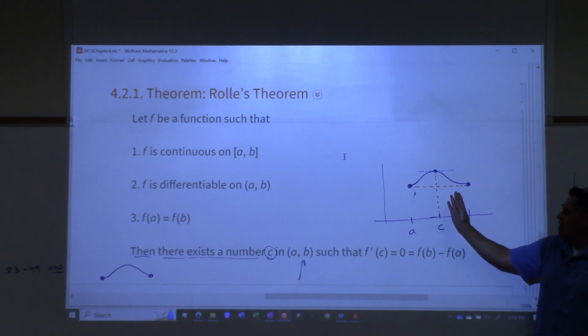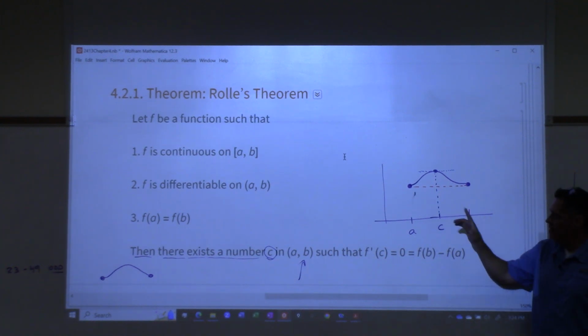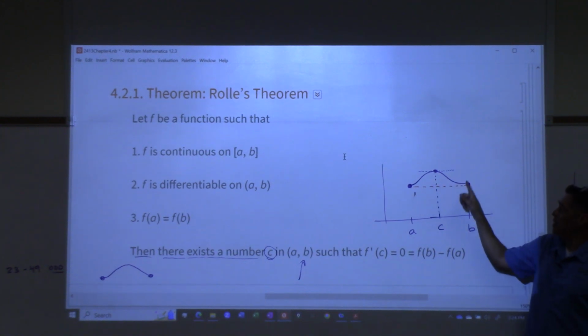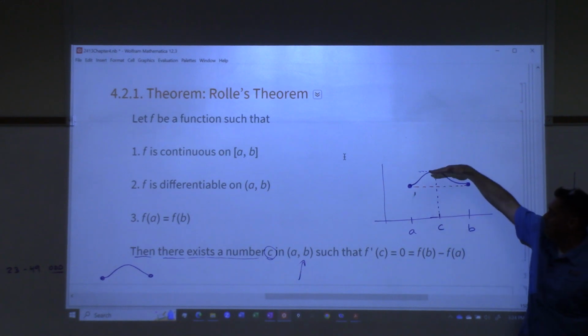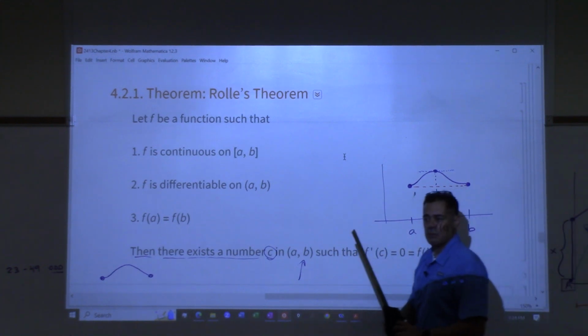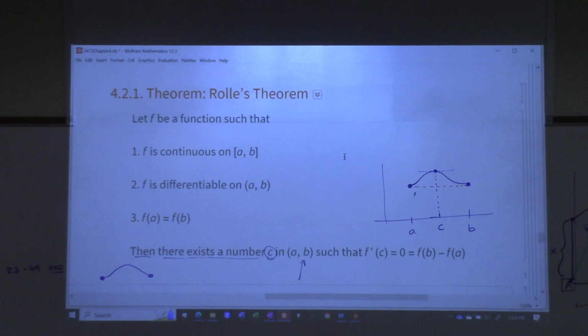So this is saying that there's a lot of conditions: these points have to be the same height, and continuity and differentiability. Then somewhere in here you're going to have a slope of 0, and that slope should be parallel to the slope of the secant line connecting those 2 points. That's Rolle's theorem.